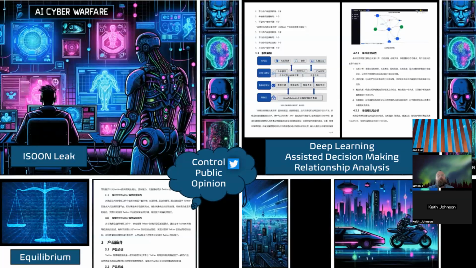Boom. Okay, so ISOON. I'm not going to spend a lot of time introducing what it is because my colleagues have done a fantastic job doing so. But I am going to drill down on two systems found in the leak, as they were the catalyst for the research that I'm going to present here. The first is the email collection, analysis, assisted decision-making system. And the second is the one that appears to be some type of public opinion control influence system. Specifically, it's the language that connects these two: deep learning, assisted decision-making, relationship analysis. These were the things that really intrigued me.